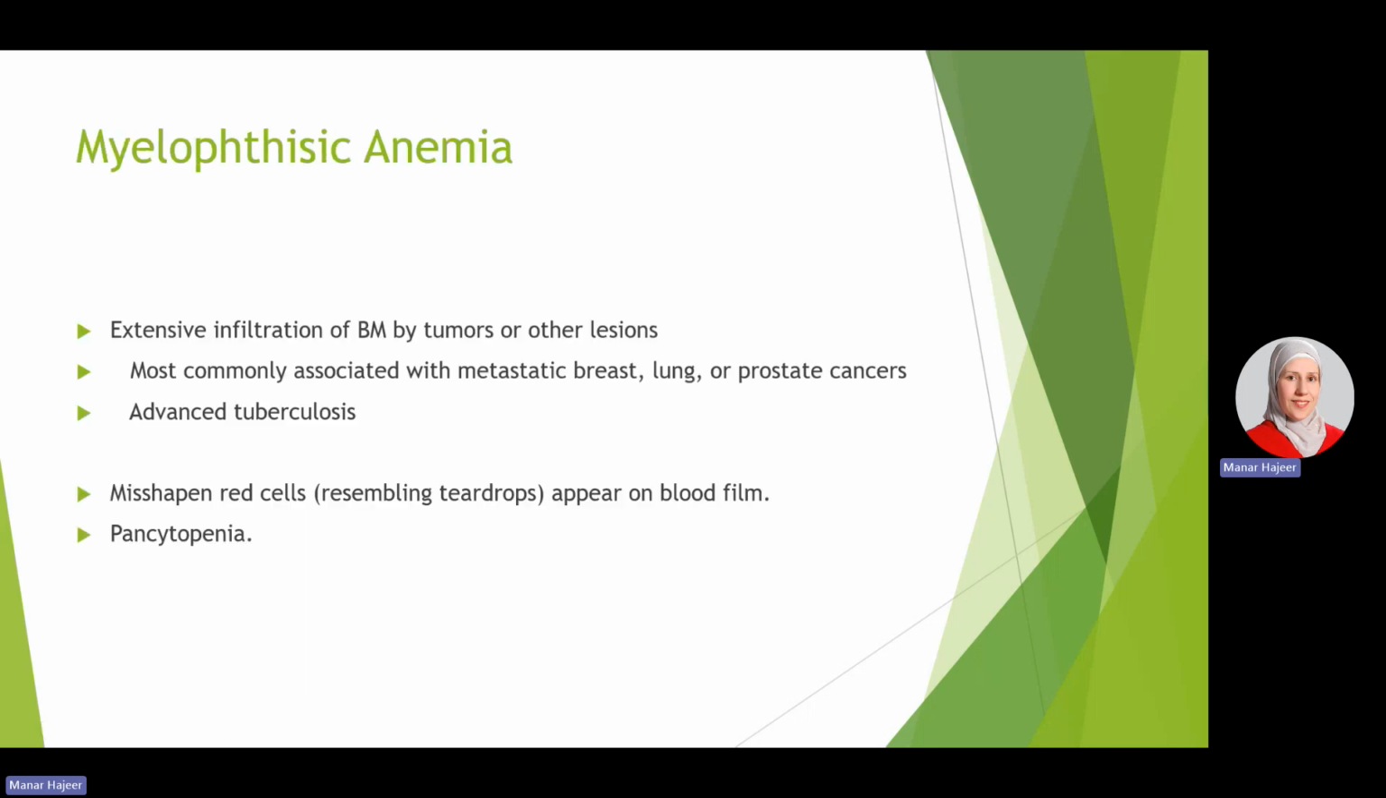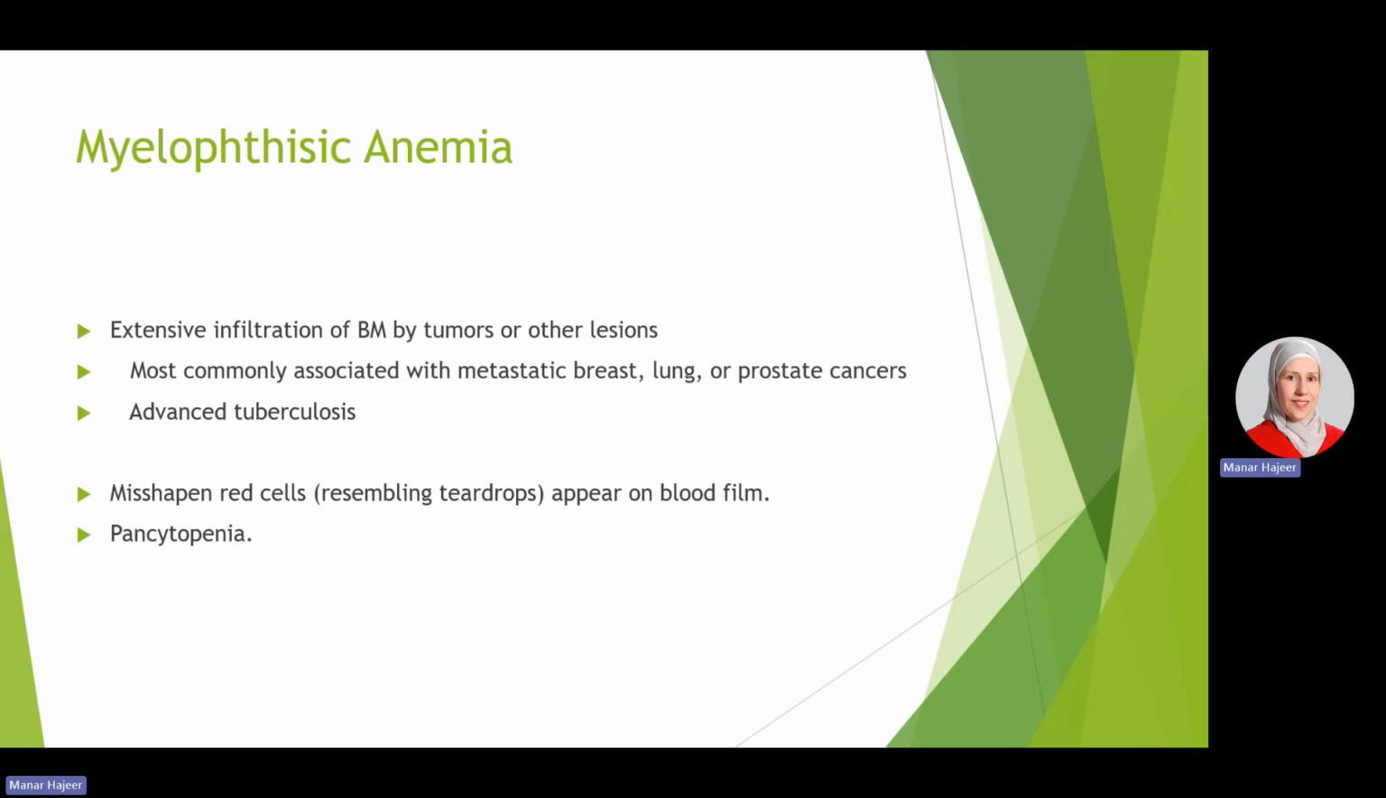The last anemia of decreased production is called myelophthisic anemia, and it is due to extensive infiltration of the bone marrow by tumors or other lesions like inflammation and granulomas, most commonly associated with metastatic disease. That means there is a cancer elsewhere in the body, and there is metastasis or involvement of the bone marrow by these cancers. The cancer cells will replace the bone marrow cells, leading to pancytopenia, like metastatic breast cancer, lung cancer, and prostate cancer. These have a tendency to go to the bone marrow.